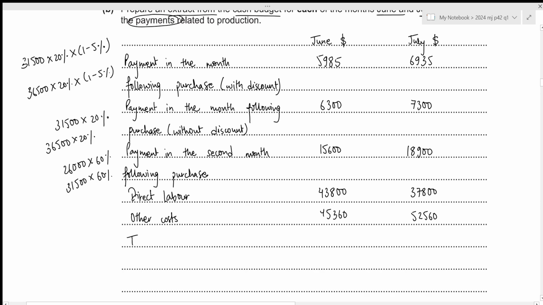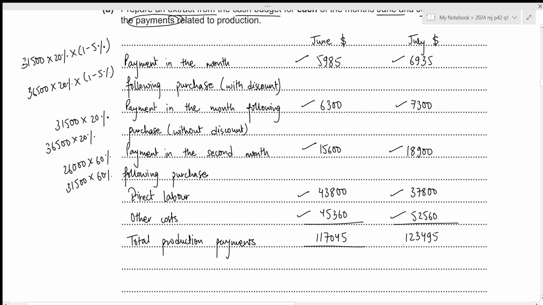So we can calculate the total production payments. Alright. For the month of June, that will be 5,985 plus 6,300 plus 15,600 plus 43,800 plus 45,360, which results in 117,045. We repeat the same process for the month of July. That will be 6,935 plus 7,300 plus 18,900 plus 37,800 plus 52,560, which results in 123,495. That is all for the second part. Let's move towards the next one.